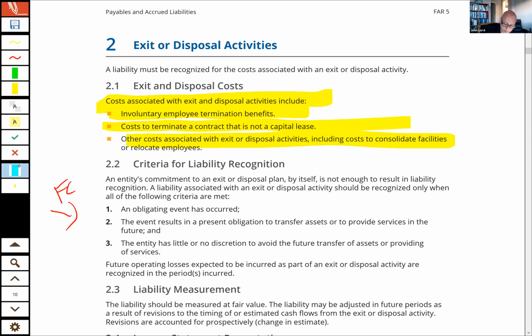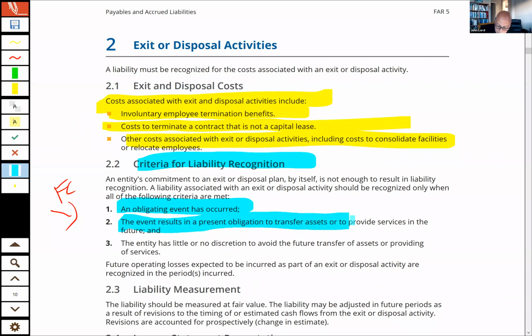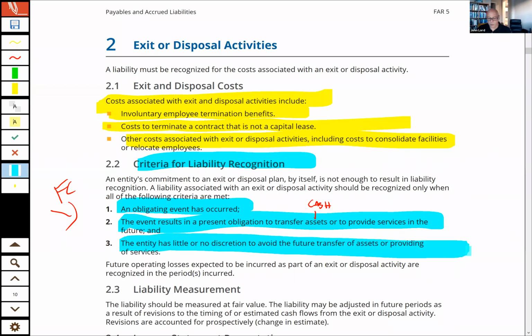Okay, so let's see what the criteria is for liability recognition. An obligating event has occurred. I'm trying to get out of that rental agreement. The event results in a present obligation to transfer an asset. Let's not get too fancy. The asset that is going to be transferred is what? Cash, probably, to get out of, say, this rental agreement. And the entity has little or no discretion to avoid it.